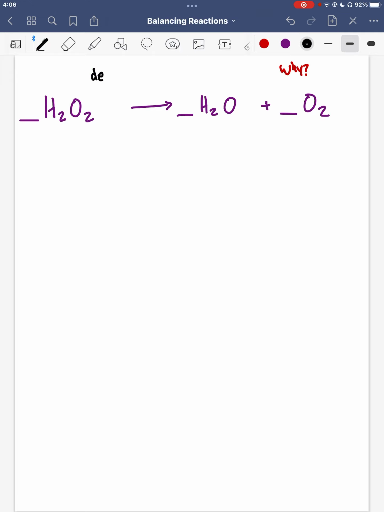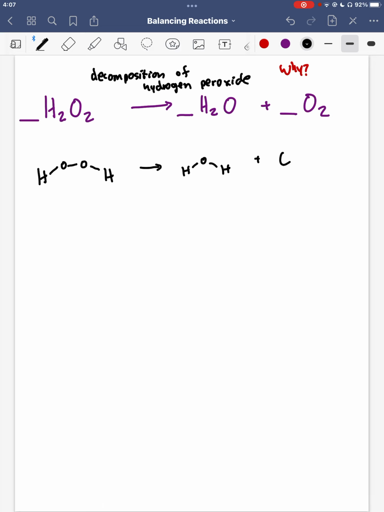This is the decomposition of hydrogen peroxide, or H2O2. And let's see what this reaction actually looks like. So I have one molecule of H2O2 that's going to look something like this. Two oxygen atoms and two hydrogen atoms all covalently bound to make one molecule of H2O2 is going to yield H2O plus oxygen.